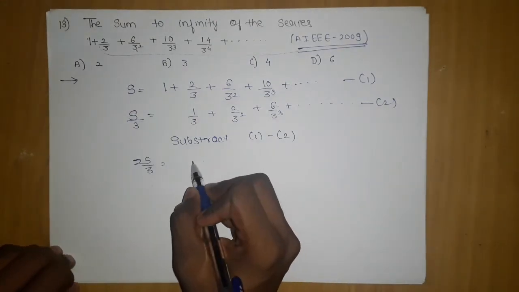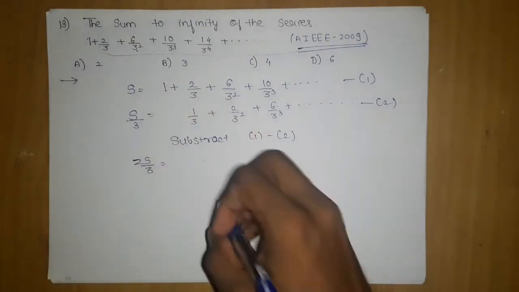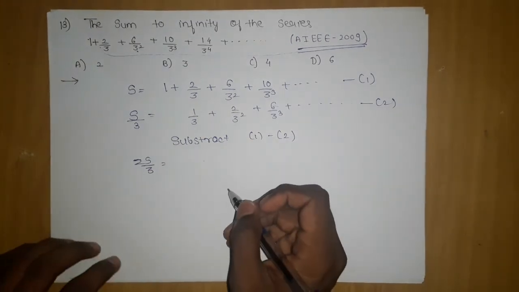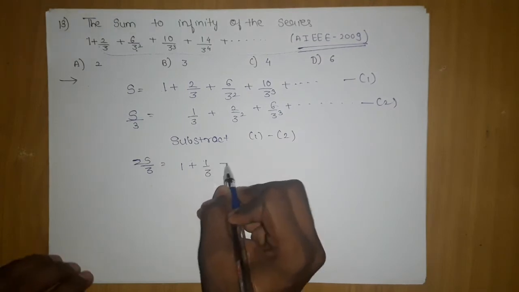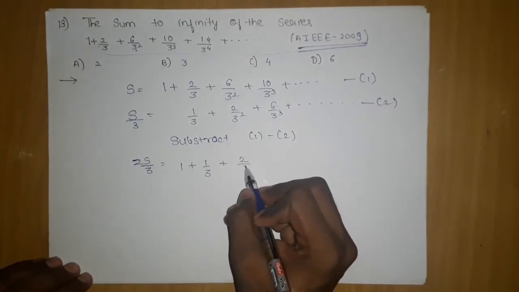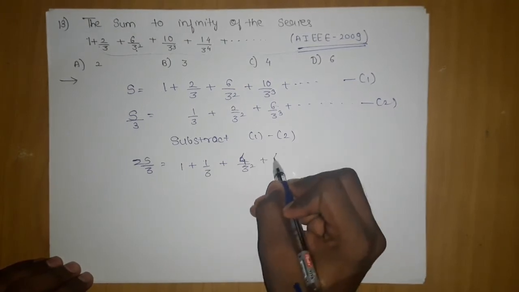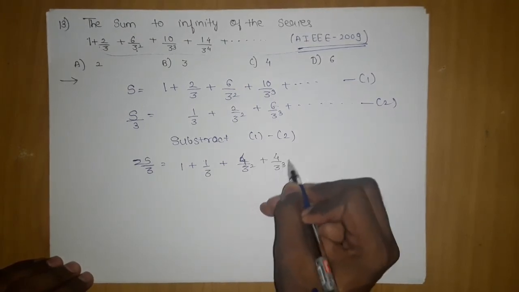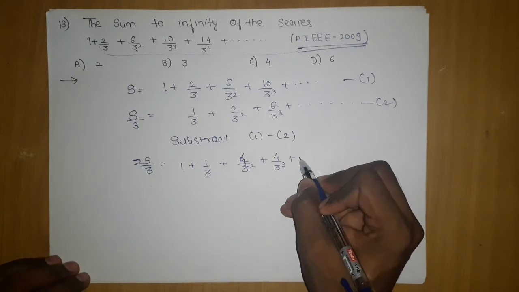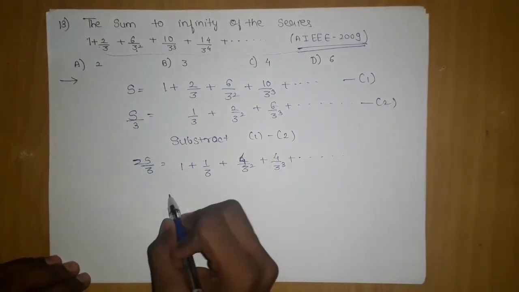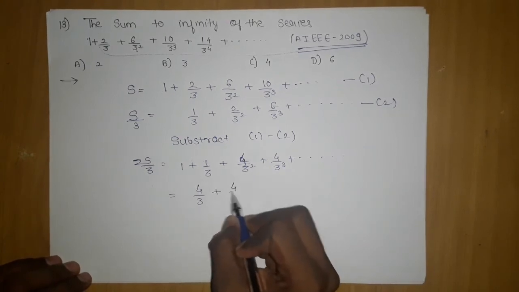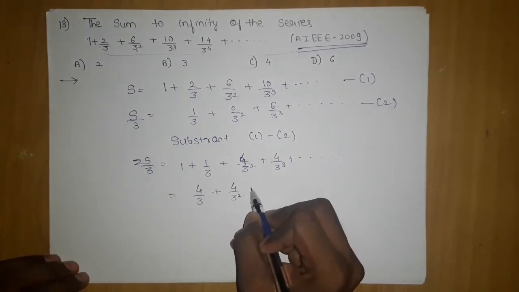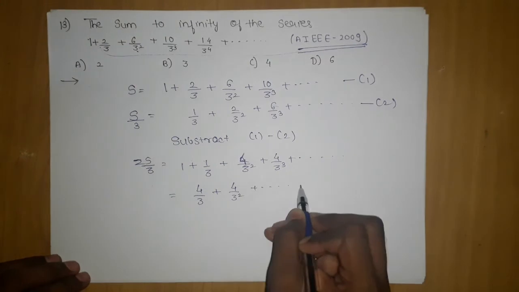So what you will get is 2s by 3, and here 1 will come as it is, and here they will cancel out, and you will be left with 1 by 3. This will be 2 by 4 by 3 square, 4 by 3 cube, and so on it will go. So this will be 4 by 3 square, and so on.